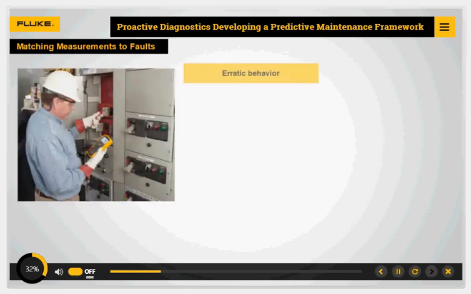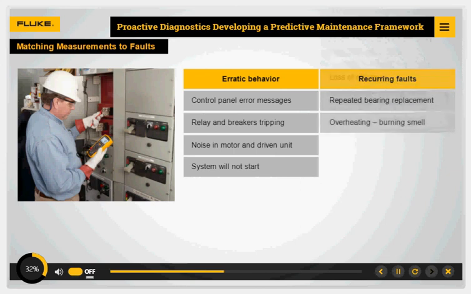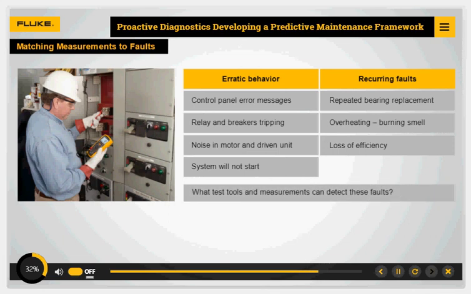Once you prioritize your maintenance issues at the high level, you're ready to consider the fault types again, erratic behavior and recurring faults, and evaluate what kinds of test tools and measurements are involved to detect them in advance.